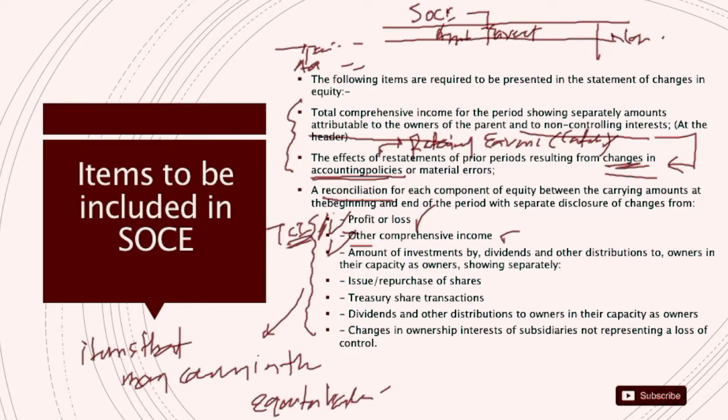Any transaction with the owners in their capacity as owners, which primarily involves payments of dividends, any issuance of shares, any treasury shares, which means any kind of buyback. Basically, we are talking about any dividend distributions, and the changes in ownership, which means any dilution in the non-controlling interests that does not result in a change in control. So these are the items we need to present in the statement of changes in equity.